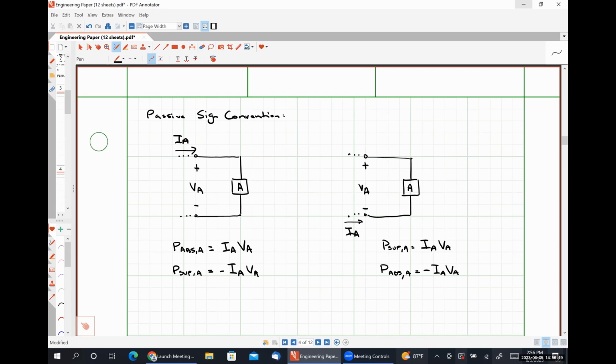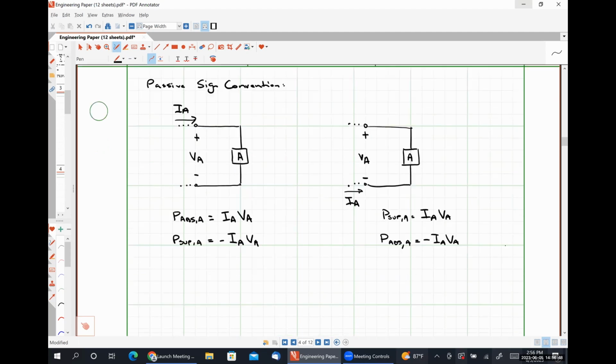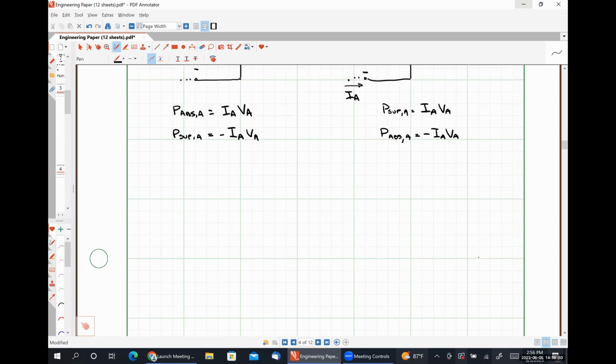If the current is flowing into the positive polarity terminal and we want absorbed power, we leave it with a positive sign. If we want supplied power, we add a negative sign. In the opposite case, when the current is flowing into the negative polarity terminal, if we want supplied power, we leave it with a positive sign. If we're asked to find absorbed power, we introduce a negative sign. So let's put this into work for us. Let's work an example here.